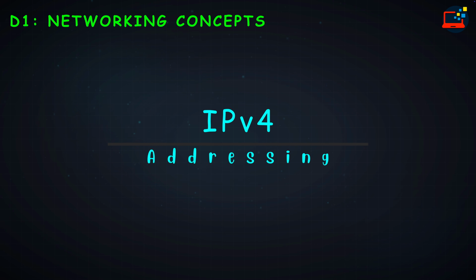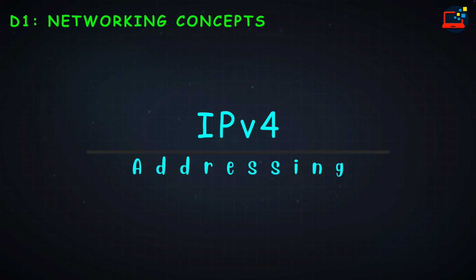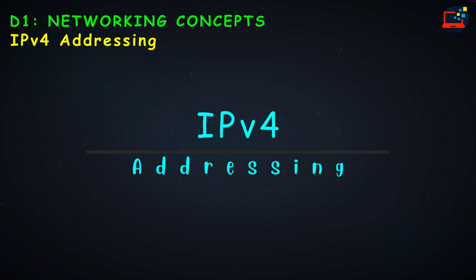IP version 4 addressing is the highest stakes section in Domain 1. Subnetting questions can eat significant time if you are not confident. You need to be fast.